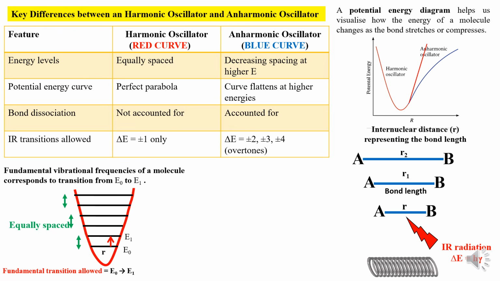Now R is the bond length at energy level E0 and R1 is the bond length at energy level E1. So in order to bring about a change in the bond length from R to R1, an energy of delta E, that is the difference in energy between E1 and E0, has to be supplied. And this is provided by the incoming IR radiation that is impinging or striking the covalent bond holding the two atoms together.